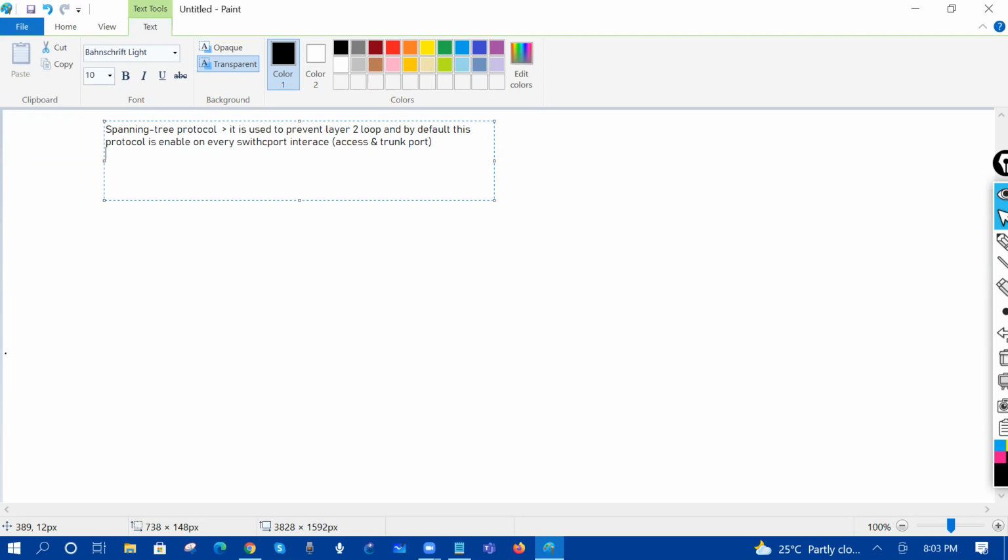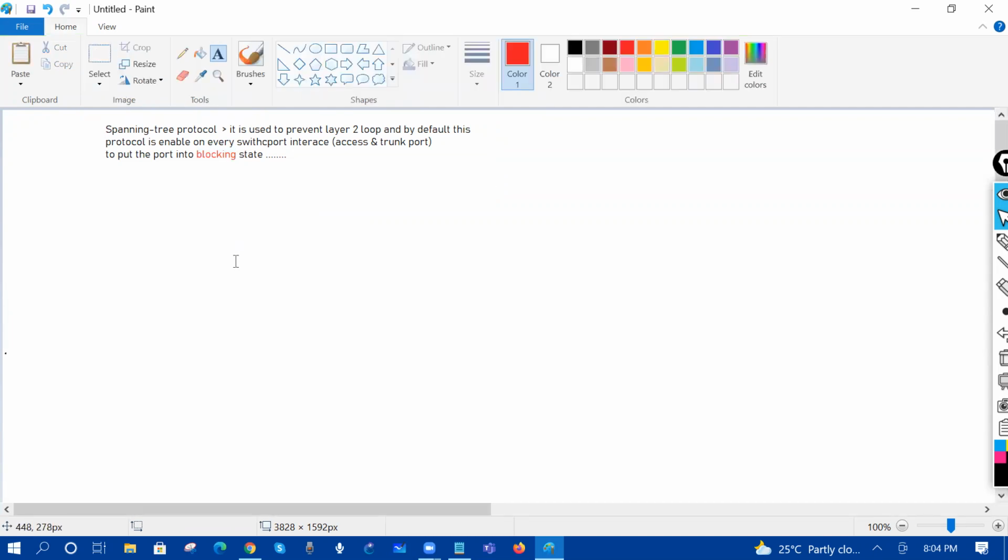And what is the main goal of spanning tree ports? To put the port into blocking state. This is one of the best states, and this plays the major role in preventing the loop, right? Let's see how this will work and which port they will select to block. So I'll do one thing.